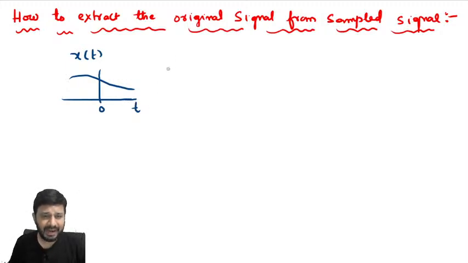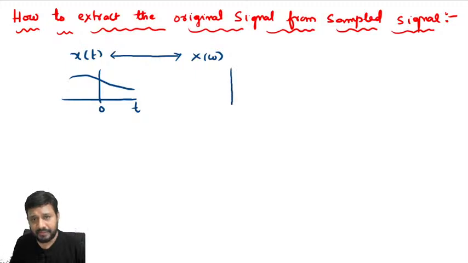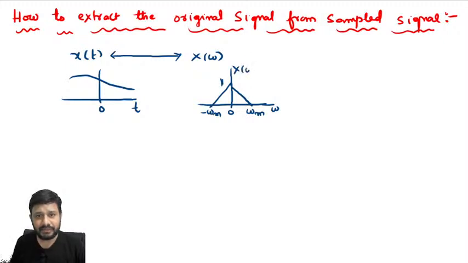Band limited means what? Limited in frequency. How to band limit a signal? Pass it through a low pass filter. High frequency components will be automatically eliminated, so that this x of t forms a Fourier transform pair with x of omega. After band limiting, the spectrum of the signal can be shown like this. This is x of omega. Now we band limited the signal by removing the high frequency components.